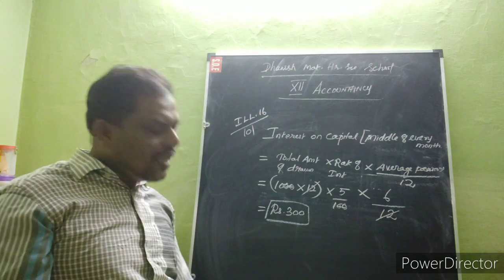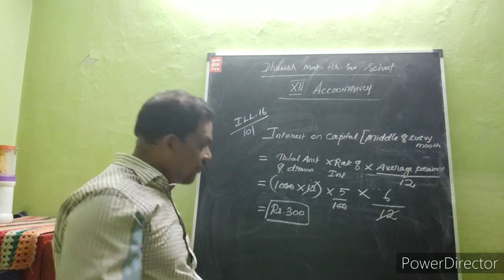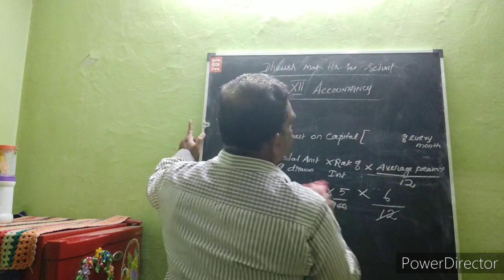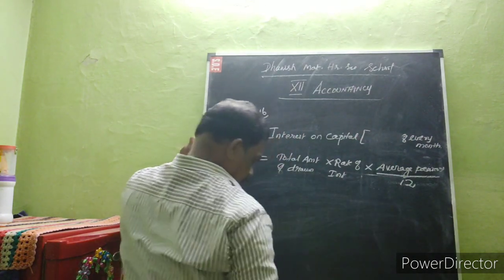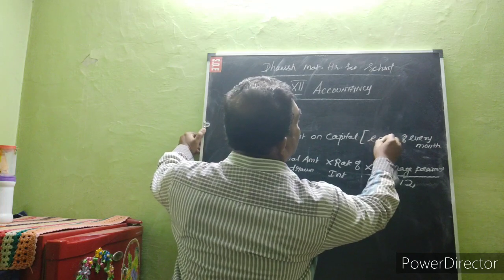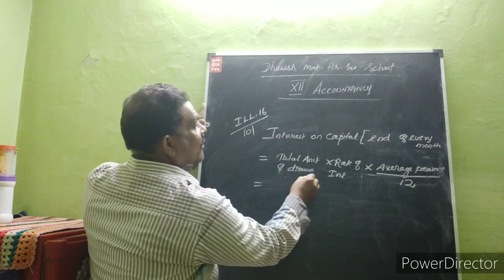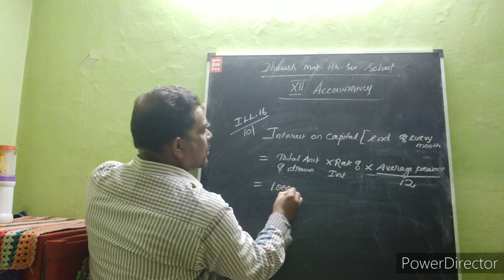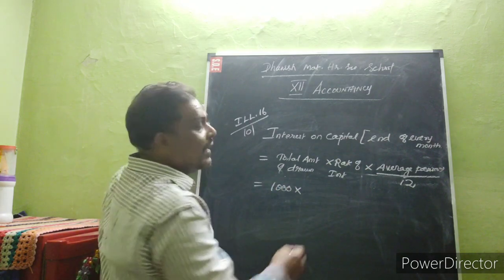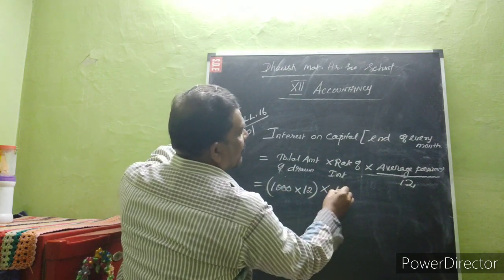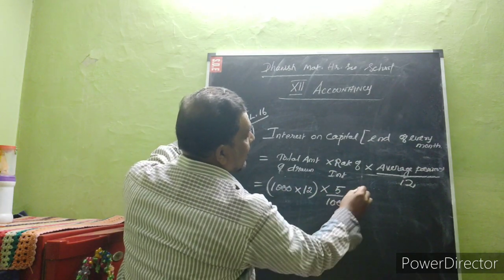Okay. Now the third part is what? At the end of every month. Now you have to calculate end of every month. Here you put end of every month. Okay. What is the total amount drawn? Per month he is taking 1000 rupees, but we are calculating for 1 year, so 12 months, into rate of interest 5 divided by 100.